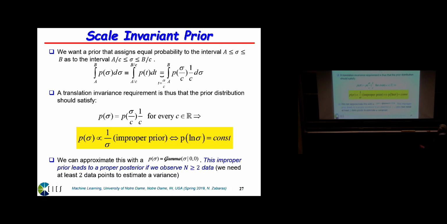All right, if I don't like to use this improper prior, is there any proper prior that in the limit gives me 1 over sigma? In this case, actually, you don't have to take any limit. If you take a gamma distribution with parameters 0 and 0, then P of sigma is 1 over sigma, so immediately you get this improper prior. It's improper again because you cannot integrate it. Okay, it's 1 over sigma, but the posterior, if you collect two data, you can fix the scale in your problem, the variance. So with two data, the posterior becomes proper and you don't have any issues.